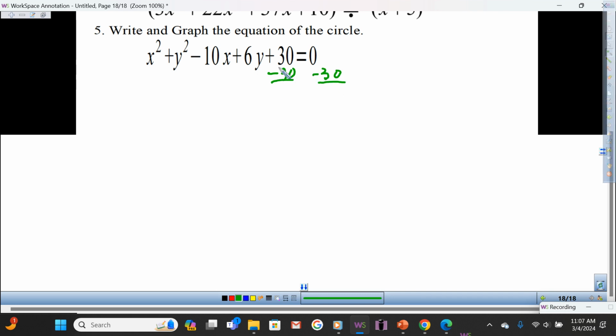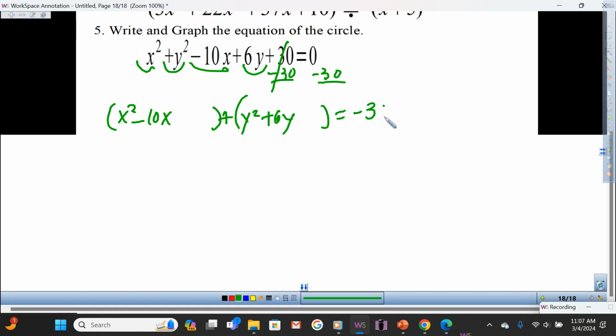-30 minus 30. We group like variables, so x squared with a -10x. Leave an empty space, plus the y squared with a 6y, y squared plus 6y, leave an empty space, and all that equal to -30. To complete this square right here, what do you do? You add -10 divided by 2 squared, and here you add 6 over 2 squared. Whatever we do to one side of the equation, we do to the other side of the equation.